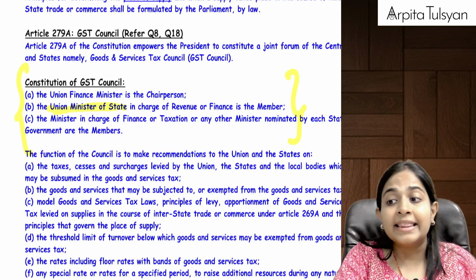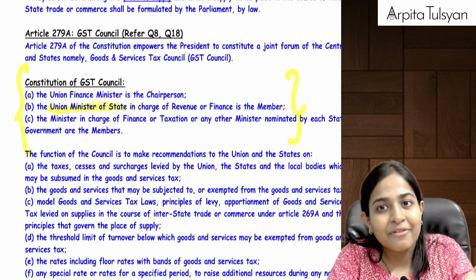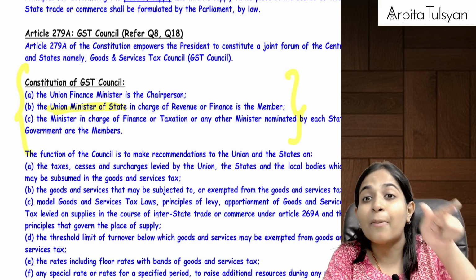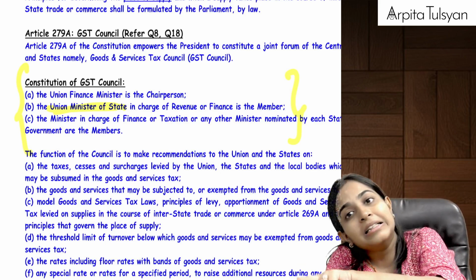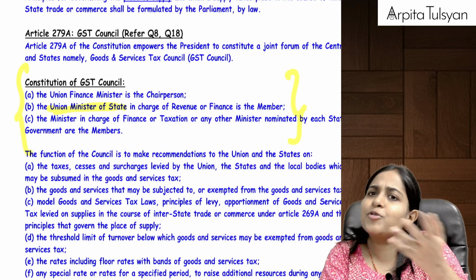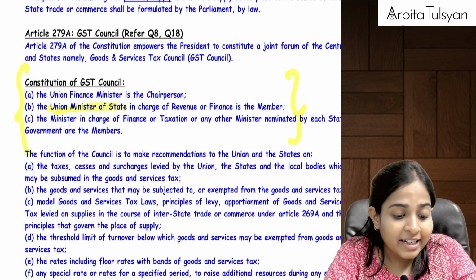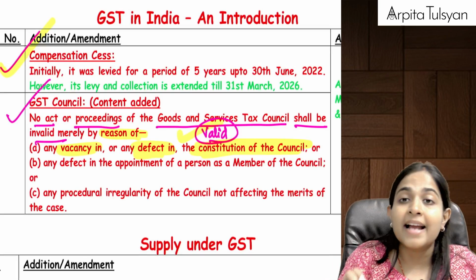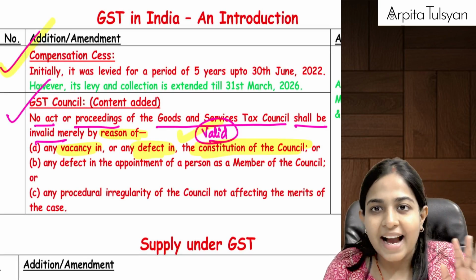So can the other members, by the time we fill that vacancy, by the time we appoint a new person, can others still continue to act? So the answer is yes. The work done by others will still be considered as valid. Are you clear with this?